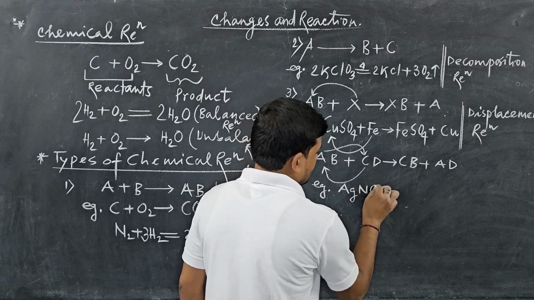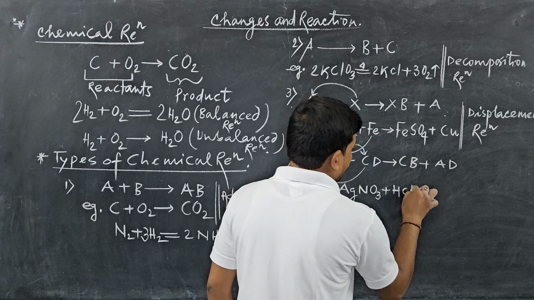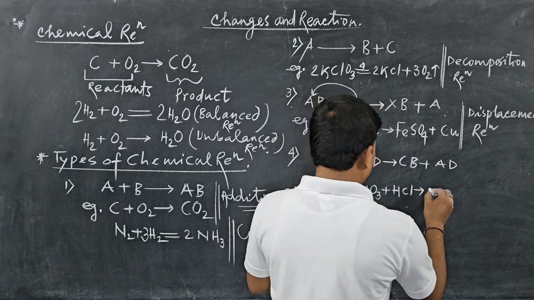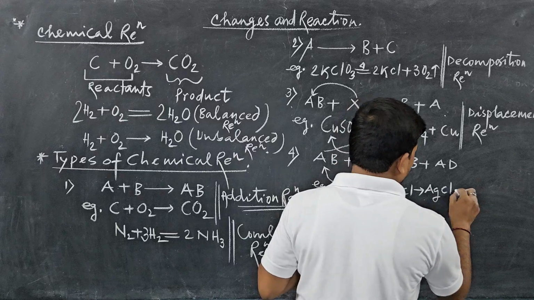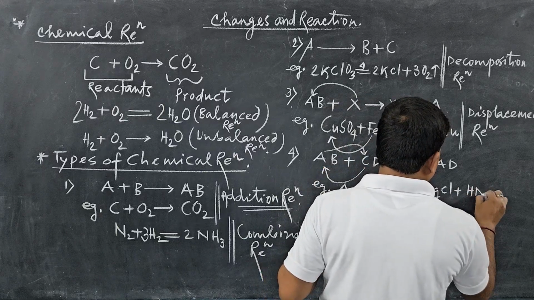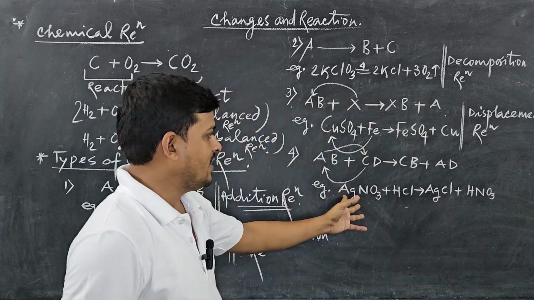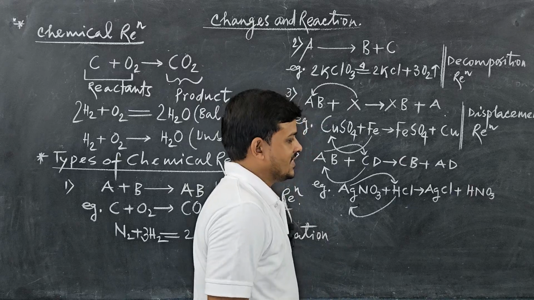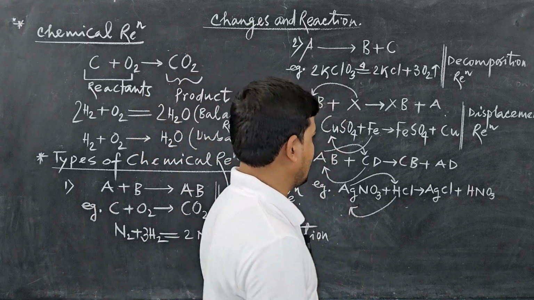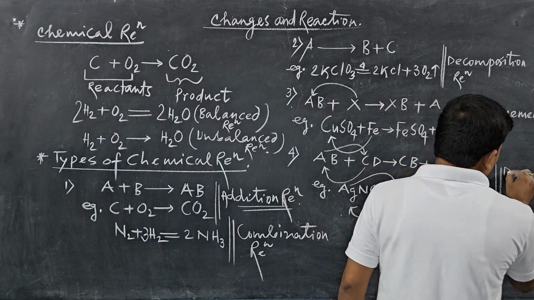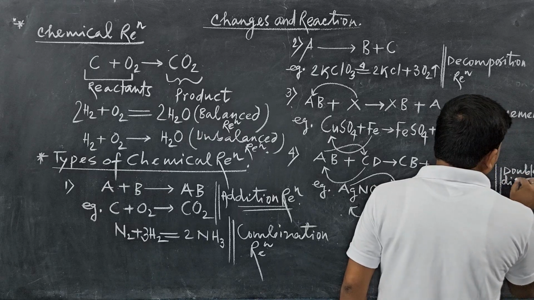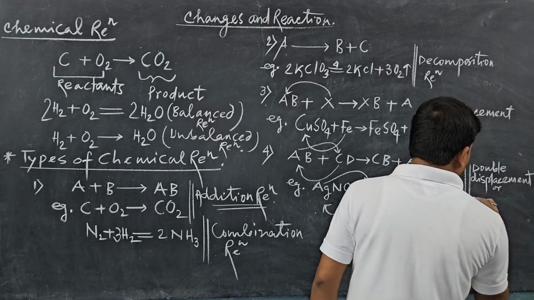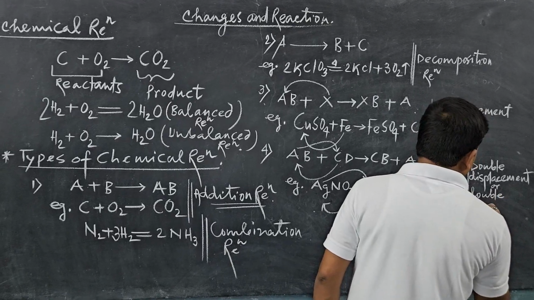One example of it: AgNO3, silver nitrate solution, plus HCl, hydrochloric acid, is added to the silver nitrate solution. Then we see that a curdy white precipitate of silver chloride is formed, with HNO3. That means here the positions of H and Ag change and they exchange their position. That is called double displacement reaction or double decomposition reaction.